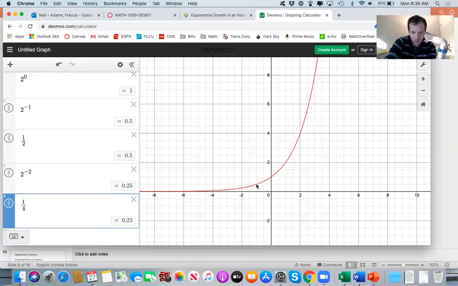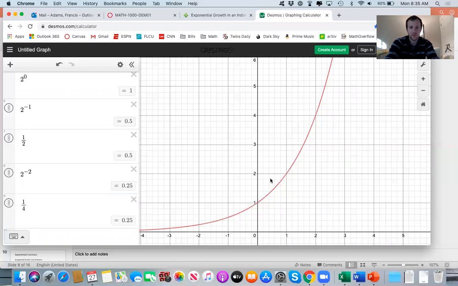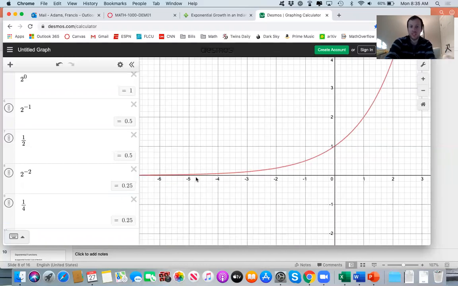Negative 1 puts us at a half, this one is right here. If we go to negative 2, we're at a fourth. So what happens is if we go out and have negative numbers, our numbers get smaller and they get closer and closer to 0. So here we have a horizontal asymptote, where if you keep taking 2 and raise it to more and more negative powers, you're going to get smaller and smaller. You'll never actually reach 0. If we zoom in, we get closer and closer, but we never actually get 0.